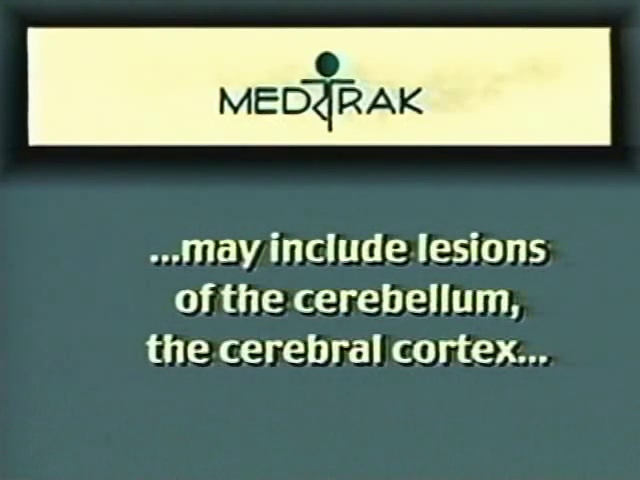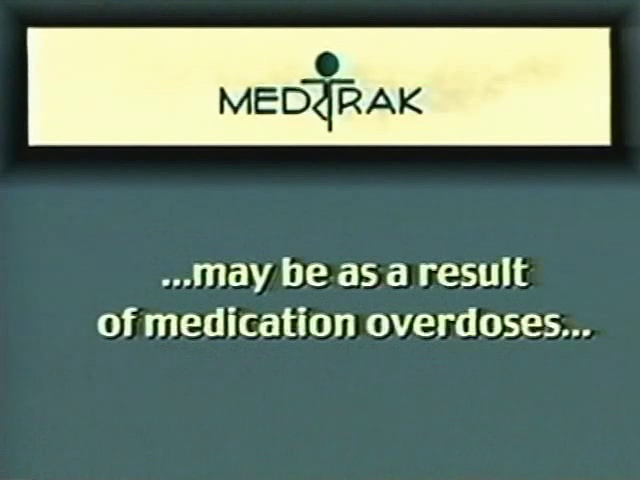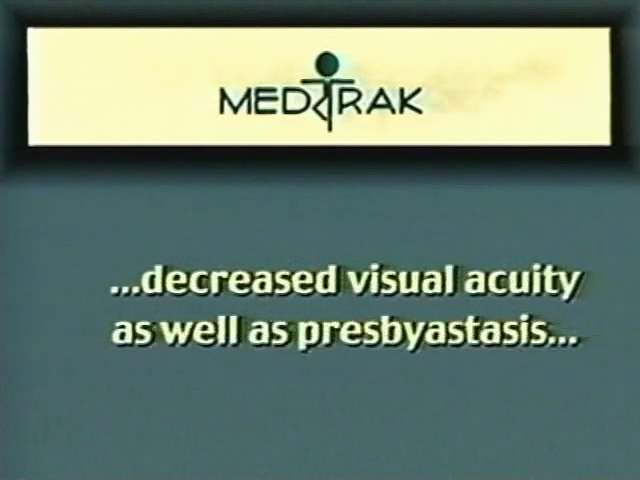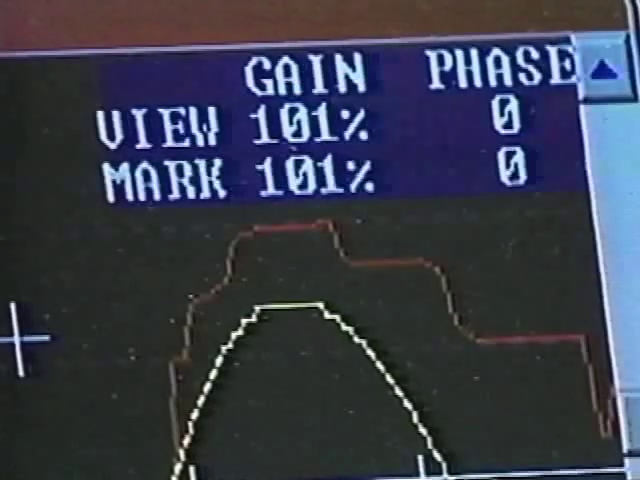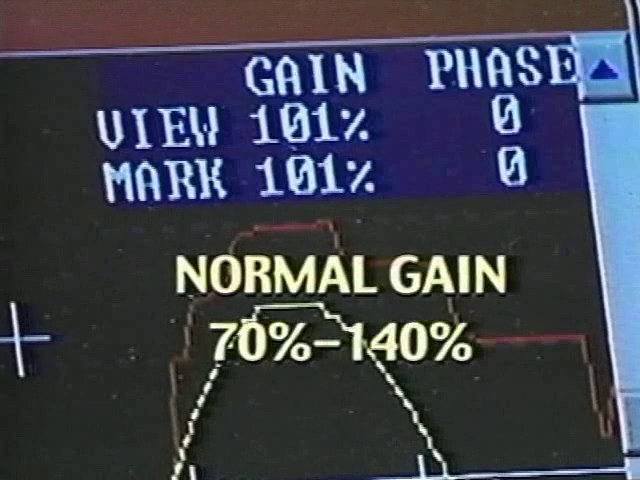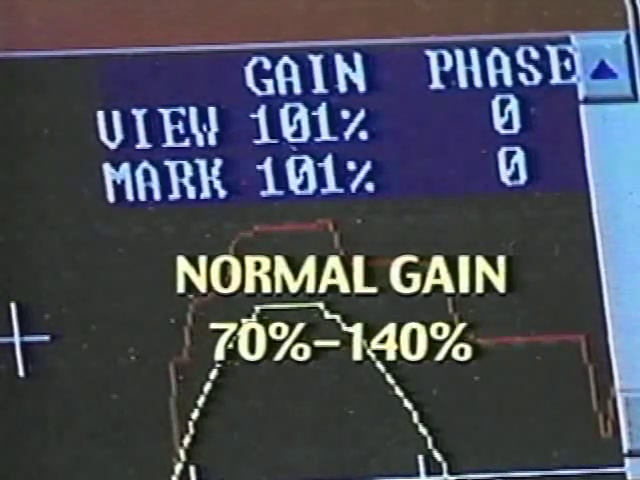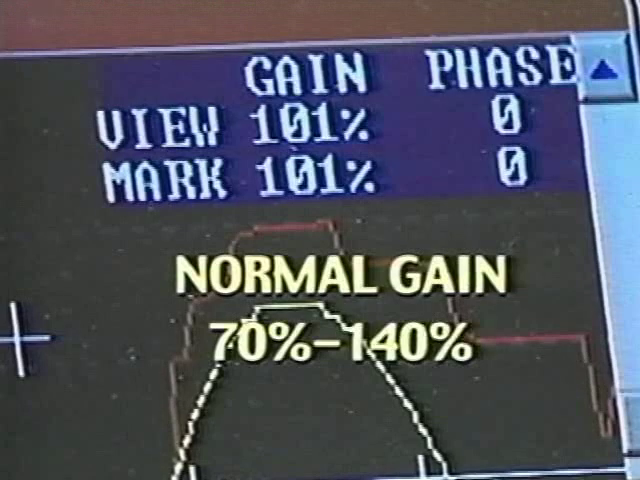Again, the sites of lesion may also include lesions of the cerebellum, the cerebral cortex, also may be as a result of medication, overdoses, decreased visual acuity, as well as presbystasis or a decrease in vestibular function, in this case central vestibular function with aging. It should be noted that normal gain is greater than 70 or less than 140% in the normal situation.